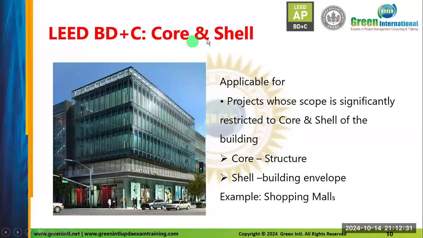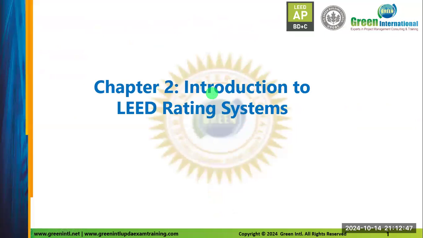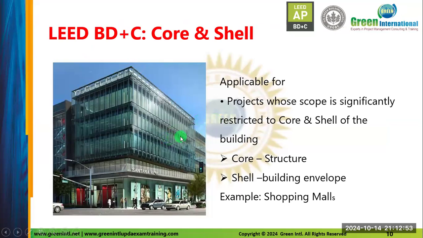So what if I stay pre-certificate forever? Let it be BD+C pre-certificate forever? Yes, if you don't apply for another certificate in the next phase. Let's go back. In the first part, we said ID+C, O+M. So after a year of operation, I can go for O+M. I can also go for ID+C, interior design, while I'm doing finishes.